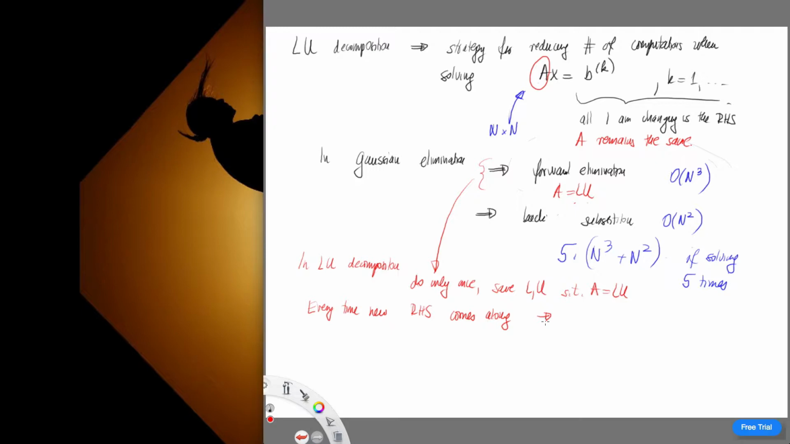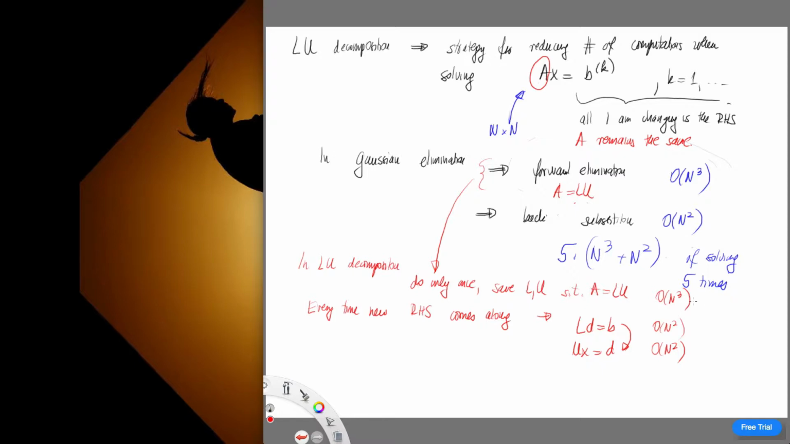we will do 2 steps. One step will be solving LD is equal to B, and another step will be UX is equal to this D that we just found. And since this is lower triangular and this is upper triangular, it's cheaper to do this. It's actually O of n squared, both these steps, and this is my O of n cubed part that is expensive.